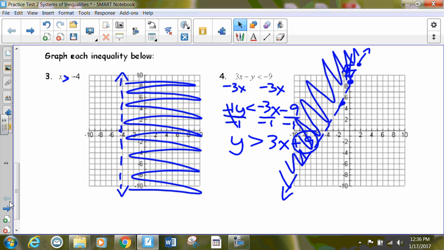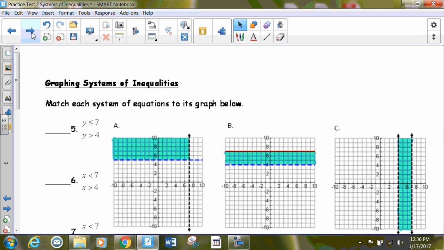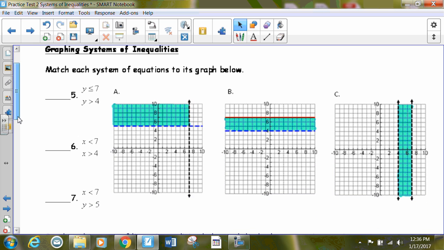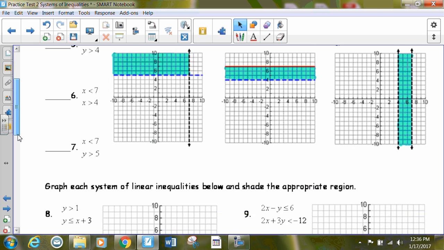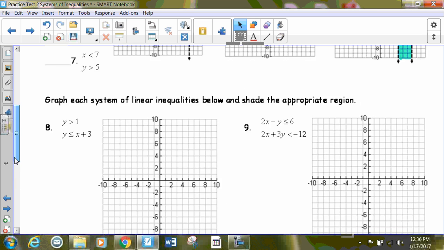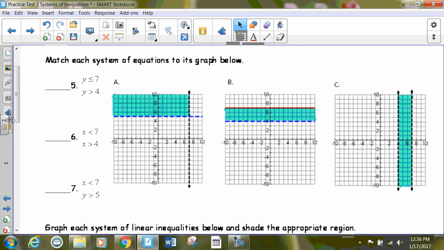Awesome. All right, the next section on your test is where you're going to have to match things, and then we're going to have to actually graph a system of inequalities. So here we go. We see that we've got y's and x's, and maybe the best way to go about this is just to look at the graph. When I look at graph A, I see that I have a dotted line on 5. So I know I'm looking at y is greater than 5. Well, there's only one of 5, 6, and 7 that even have a y is greater than 5, and that's going to be 7.